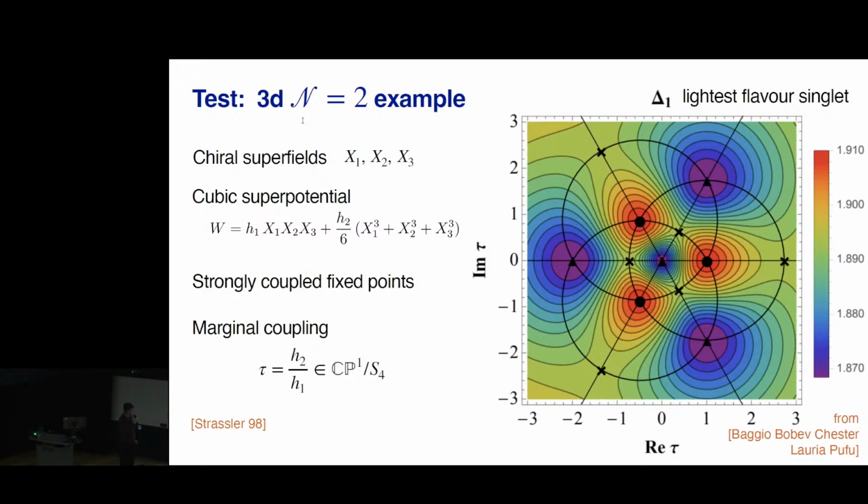This theory was studied by Strassler a long time ago, and more recently by Baggio et al. They used epsilon expansion and the bootstrap to get some approximations to low-lying unprotected scaling dimensions as functions of tau in this very nice paper.